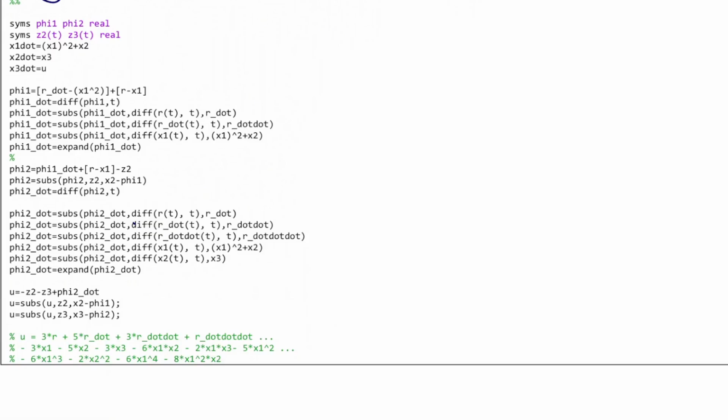and we can substitute the expressions for z2 and z3.